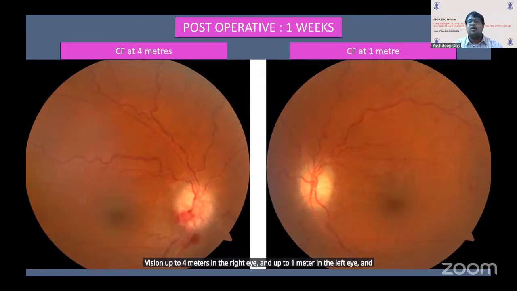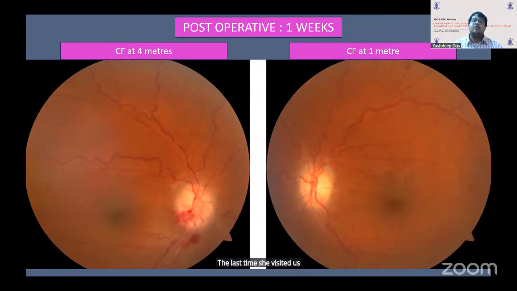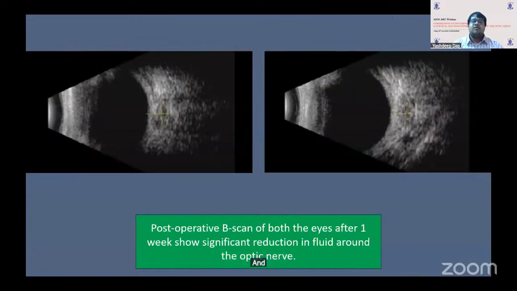She was ambulatory the last time she visited us, and we had started the patient on acetazolamide. And this was the post-operative USG after 1 week, where there is significant reduction of the fluid around the optic nerve.